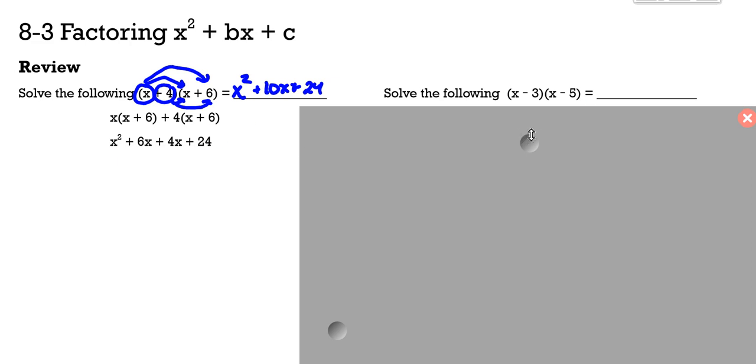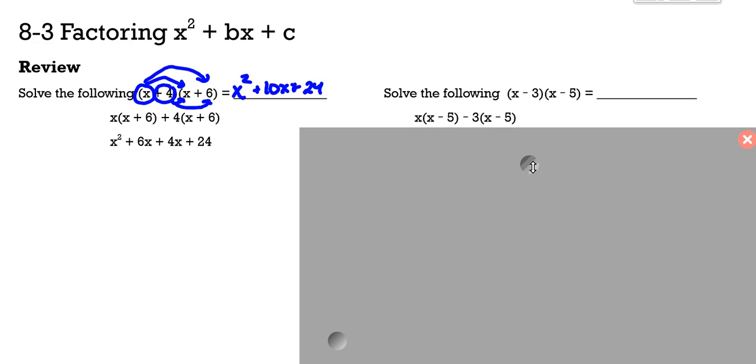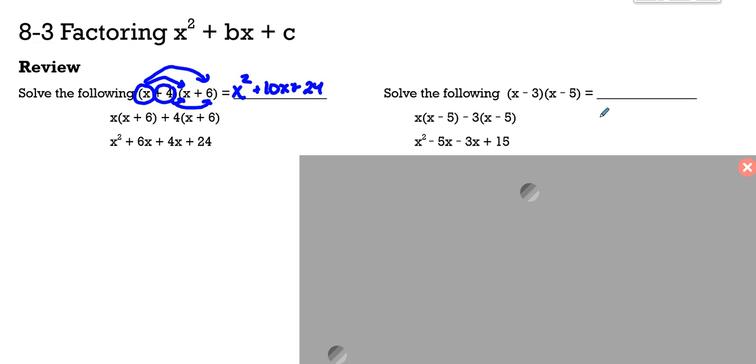Same thing over here. I won't even try to do the circles and rainbows on this one. If we look at that and say distribute the x and then distribute the -3, when we multiply this one, we should get x squared because it's x times x. We'll have a -5x and a -3x, giving us a total of -8x. And then we're going to multiply -3 times -5 and get positive 15.